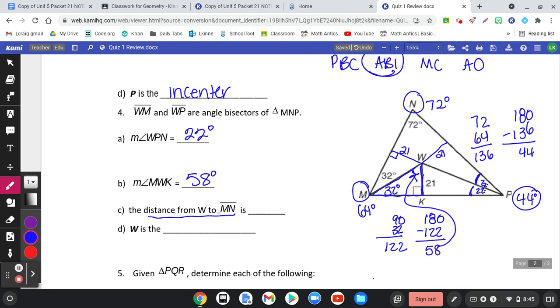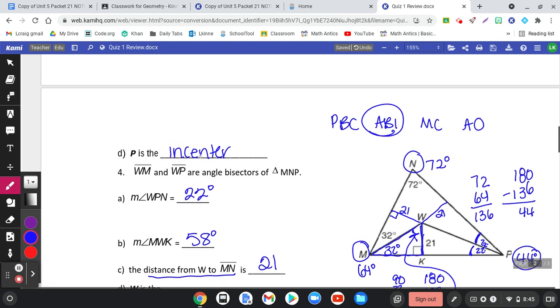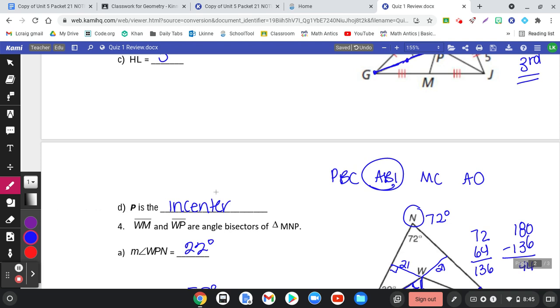All right, the distance from W to MN, we already talked about that. Since it's 21 to this side, it's 21 to all the sides. Oh, sorry, I just noticed this D should have been up here. Sorry about that.